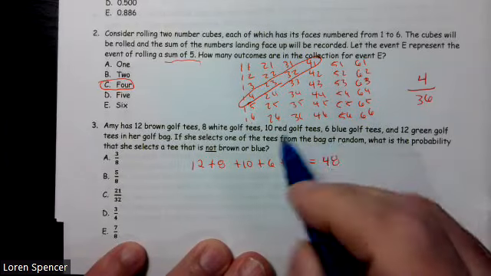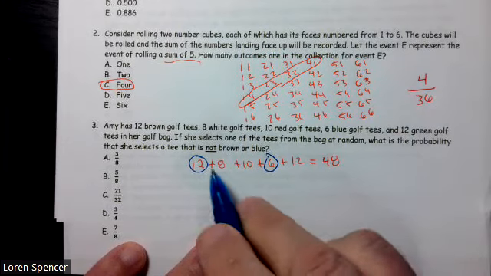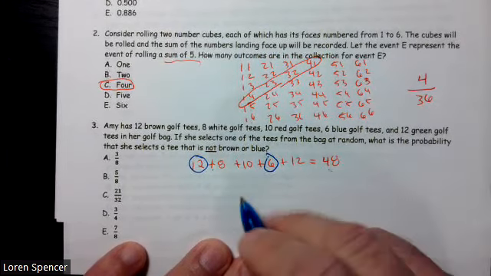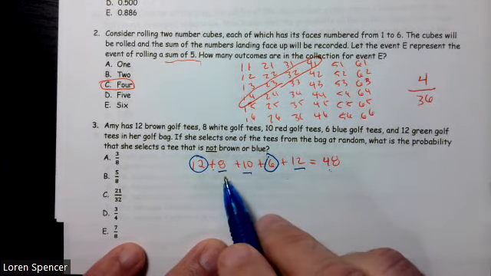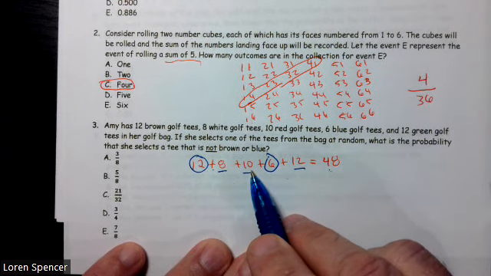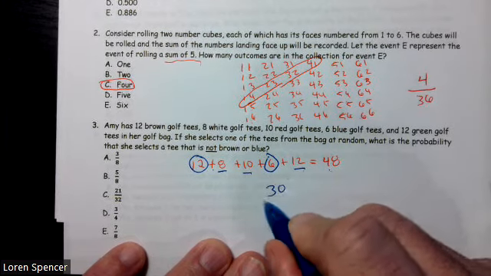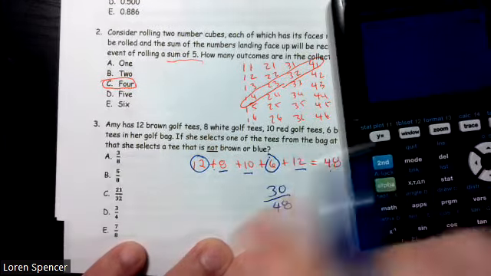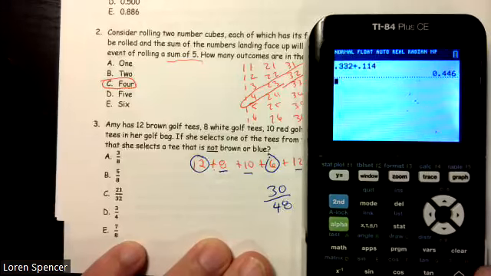Well, in this case, they told us blue was 6 and brown was 12. So that's 18. So really, 18 out of 48 means if I add these numbers, those numbers will sum up to 30. 8 plus 10 is 18, plus 12 is 30. So we have 30 out of 48 because we wanted to exclude these. We don't want that to be our outcome.